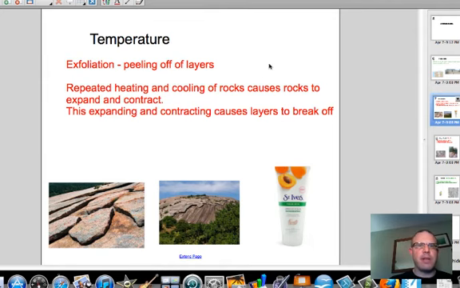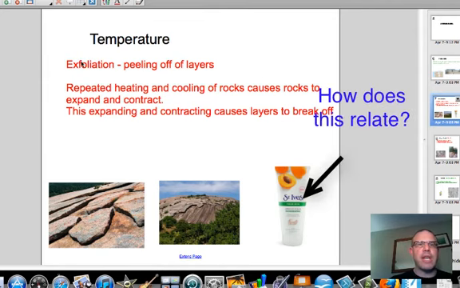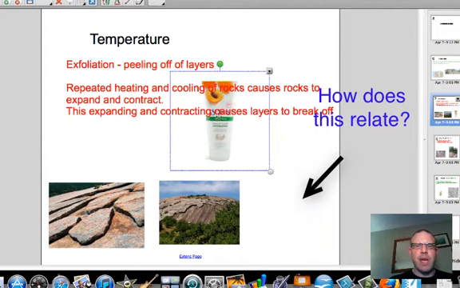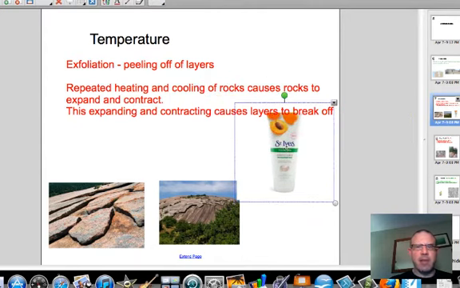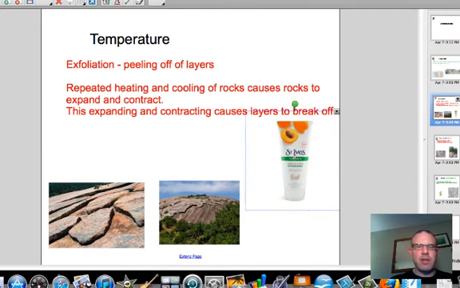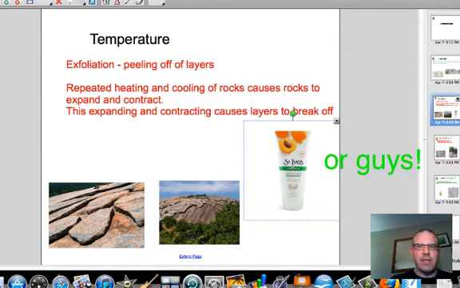Temperature is another thing, or sometimes it's called exfoliation, peeling off in layers. Now you may wonder, why do we have the St. Ives apricot facial scrub? Because you probably know, ladies, that an exfoliant is something that helps to peel off the layers of our skin. Well, the same thing is true with rocks. We are peeling off the layers of rocks.